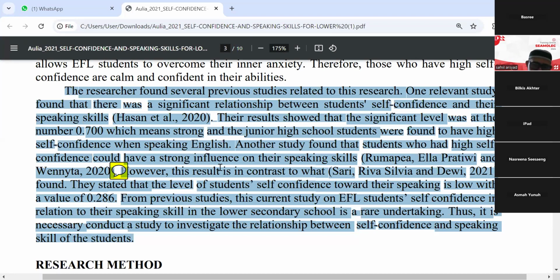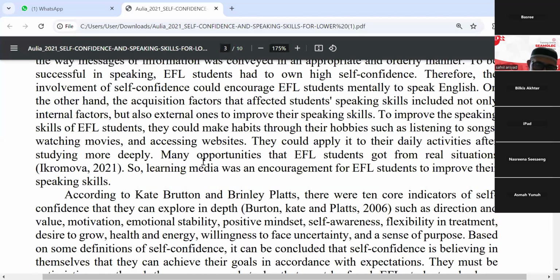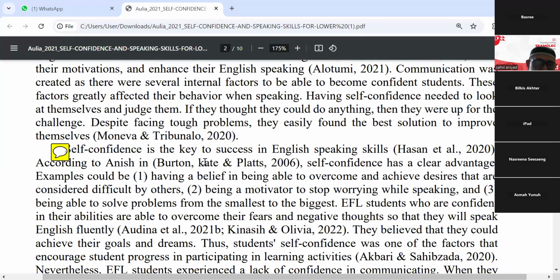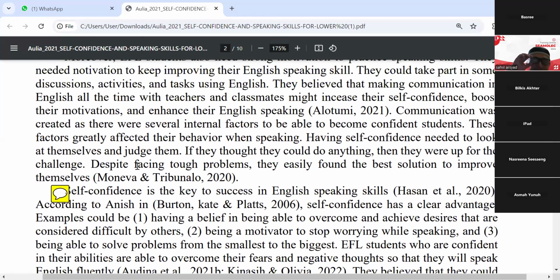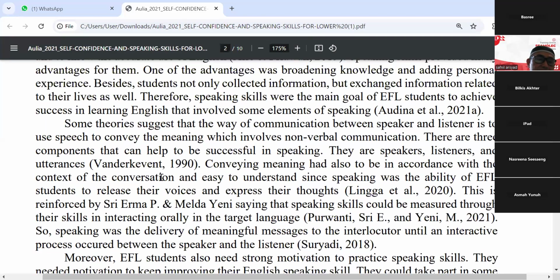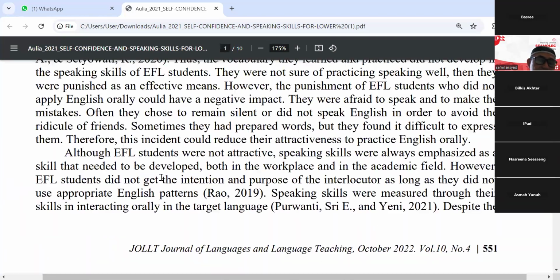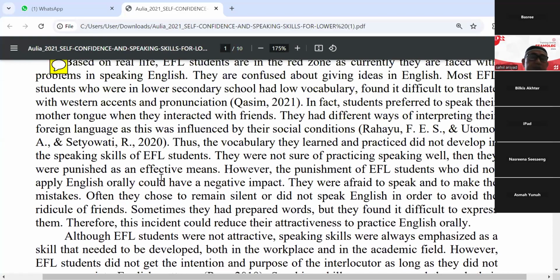Okay, is there any question? Okay, so this is good. Good analysis. So you know the strengths and weaknesses of this article. Or maybe next time, if you want to analyze an article, please find an article published in an international journal.